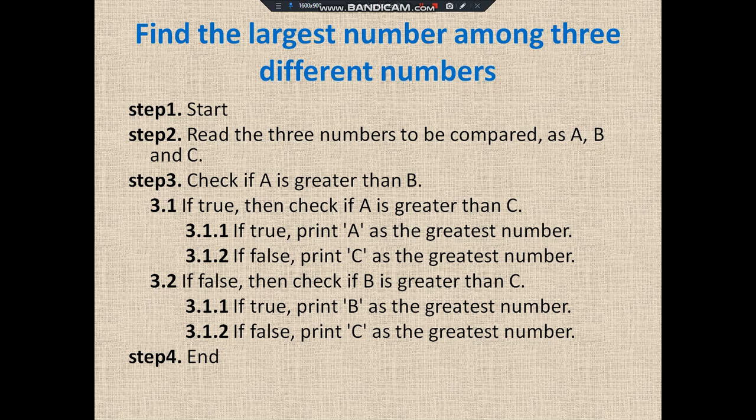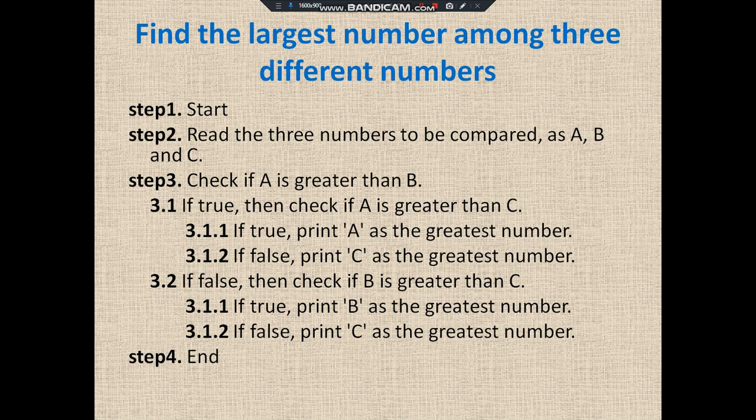After that we'll check if the first variable A is greater than B. If it is true, then we are going to check whether that first value is greater than the third number also. If both the conditions are true, we are going to print that A is the greatest number. And if the second condition, A is greater than C, is false, but the first condition is true, that the first number is greater than the second one, but the first number is not greater than the third number, then we are going to print here that the third number is the greatest number.